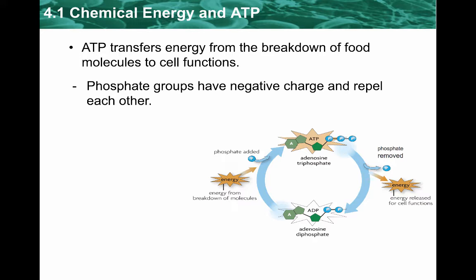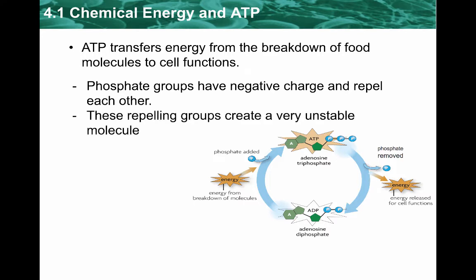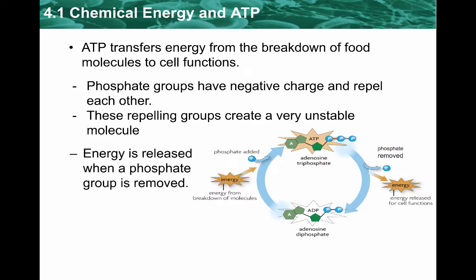And just like we saw with phospholipids, phosphate groups have negative charges. So when you take these 3 phosphate groups with negative charges and bond them together, they repel each other. They don't want to stay there. And since they are repelling each other, it creates super unstable bonds between those phosphate groups. And ATP itself is a very unstable molecule. And in chemistry, the more unstable you are, the more energy you have to release.